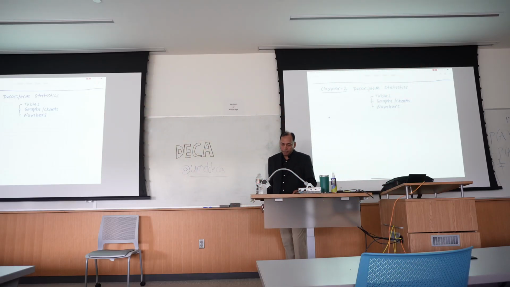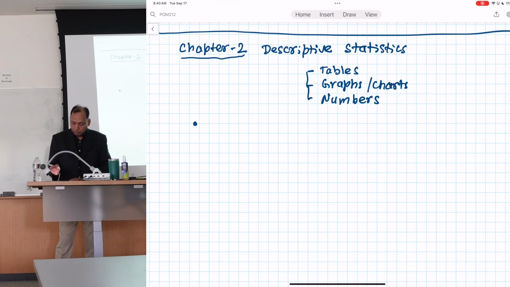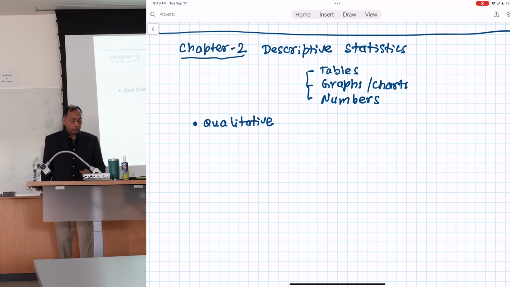For the first type of example of descriptive statistics, we could start with qualitative data. And for this one, let's make use of example 2.6.